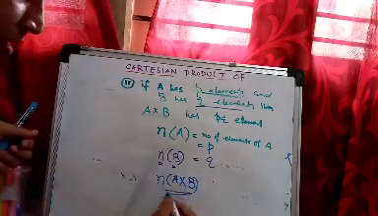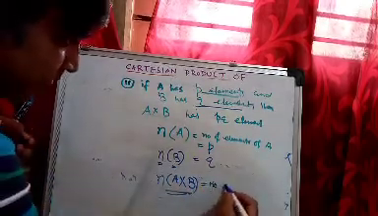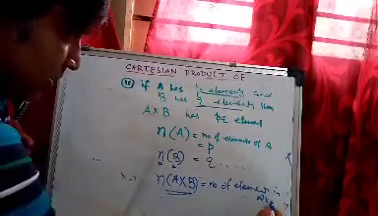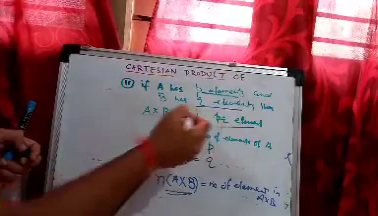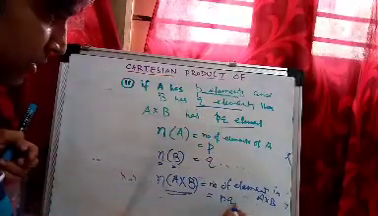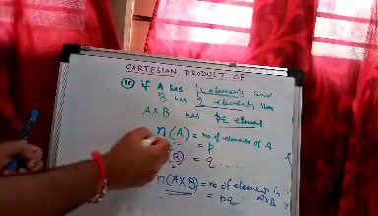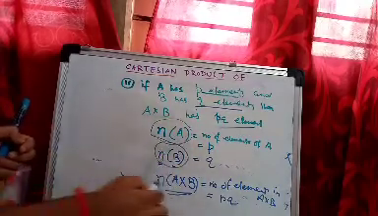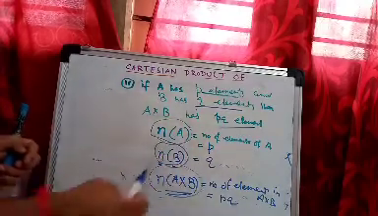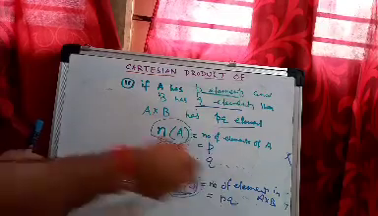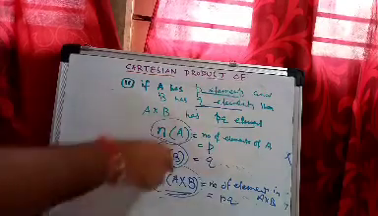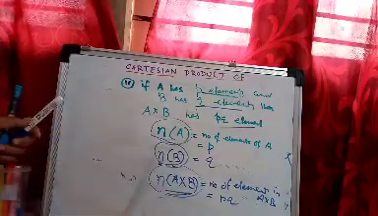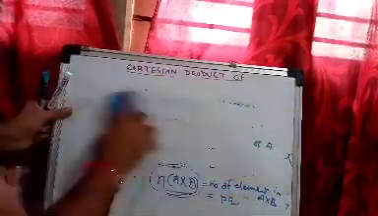This is called the number of elements in the Cartesian product, the number of elements in A cross B. So how many elements are in A cross B? P into Q. So remember, n(A) means number of elements of A, n(B) means number of elements of B, and n(A cross B) equals P into Q. This is a very important formula. This is the second remark. Now I'll write the third remark.